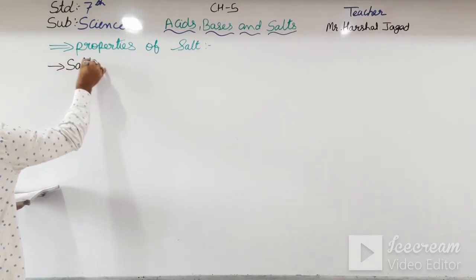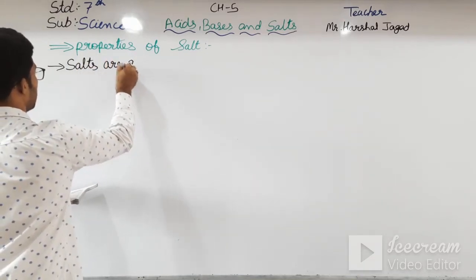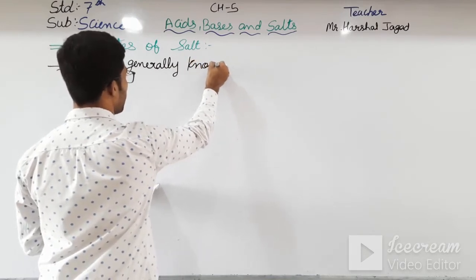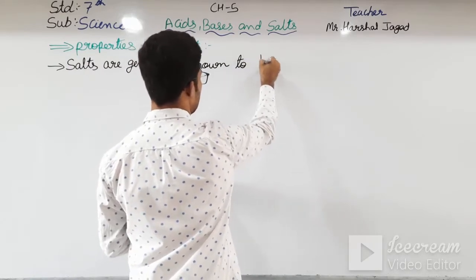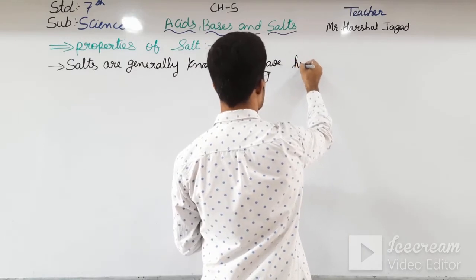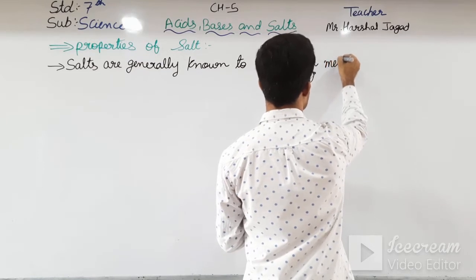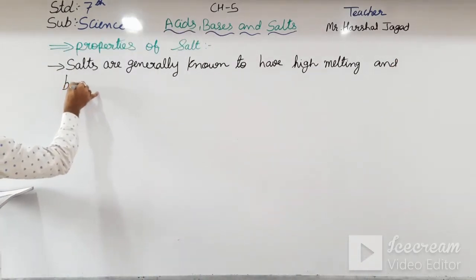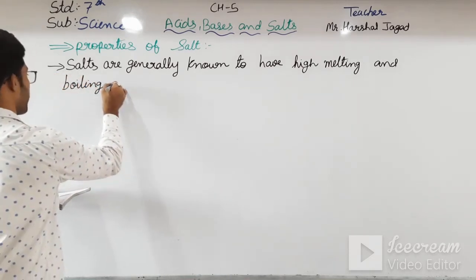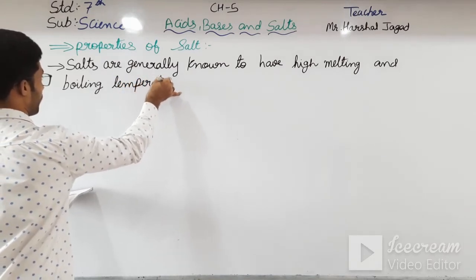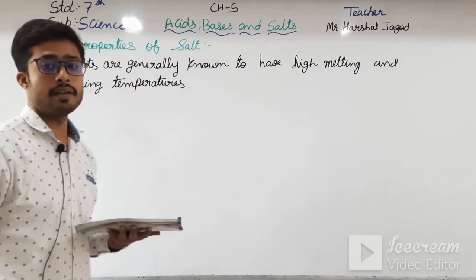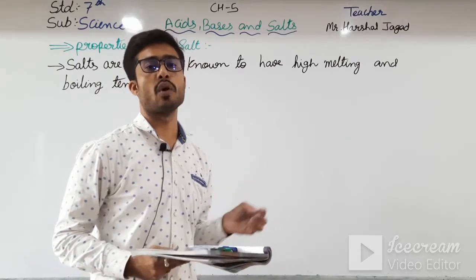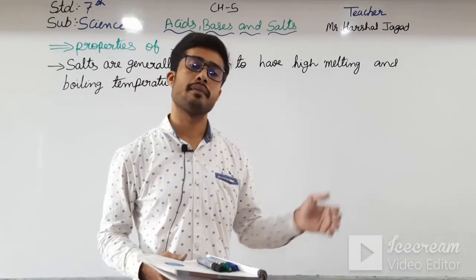Okay students, so the first point, that is, salts are generally known to have high melting and boiling temperatures. So the first property is that salts have high boiling point and melting point. If the salt is in the liquid form, then its boiling point is high, and if the salt is in the solid form, then its melting point is at high range.